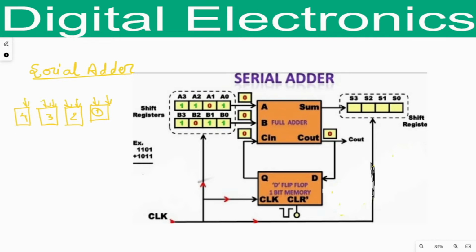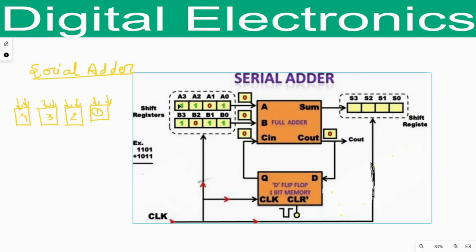Suppose we have to add 4 bits, so at that time 4 full adders are connected in parallel, and at that time we will provide input bits simultaneously. So that's why its speed is faster. But in serial adder the input is provided serially.